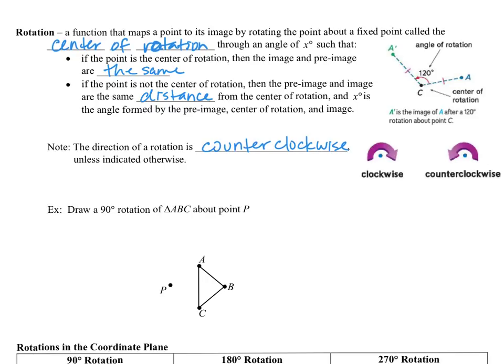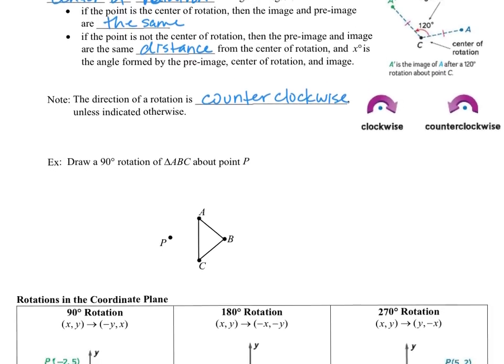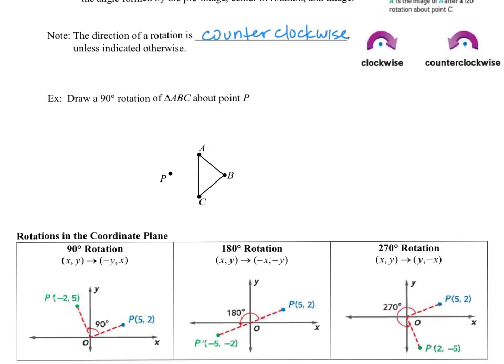So we're going to start by doing a rotation that's not in the coordinate plane. This will just be a freehand rotation. We're going to draw a 90-degree rotation of triangle ABC about point P. We're going to take this triangle and rotate it about this point, and we're going to do it point by point. Let's start with point A. We're going to rotate it 90 degrees. Since we weren't told what direction, we assume it's counterclockwise.